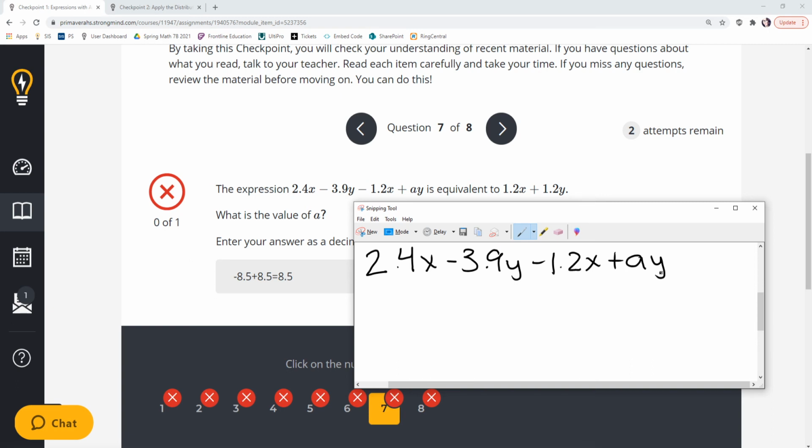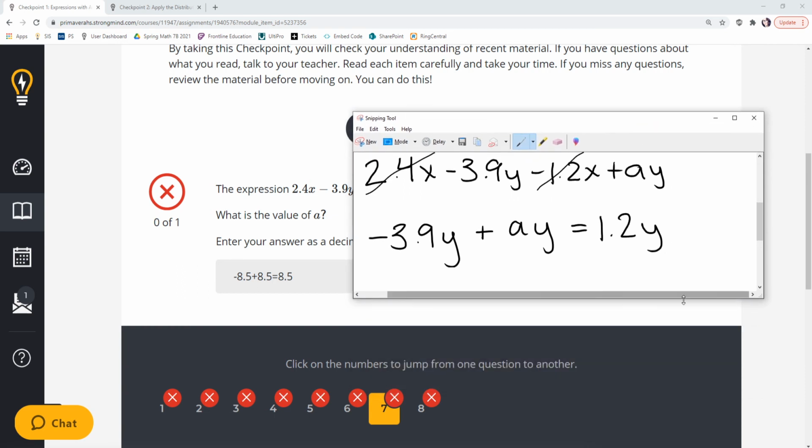If I'm being honest, I don't really need to worry about the x's in this problem, because I know what my final x value is going to be, and that's not going to help me figure out the y. So I'm going to ignore all of these x terms, and I'm going to write this as minus 3.9y plus ay. And when I add these two numbers together, it is going to give me this 1.2.